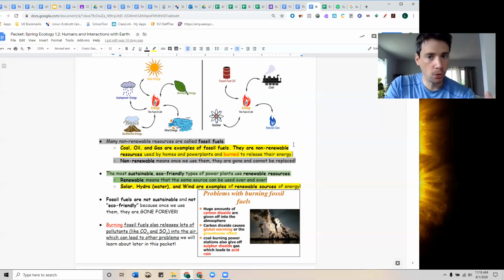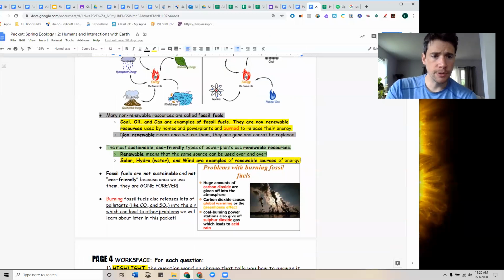We burn the coal, oil, gas, and then once we burn it, it's nice because we get some energy, we get to heat our homes, but then that's gone, and we got to keep taking more and more from the earth. So non-renewable means once we use them, they are gone and they can't be replaced.